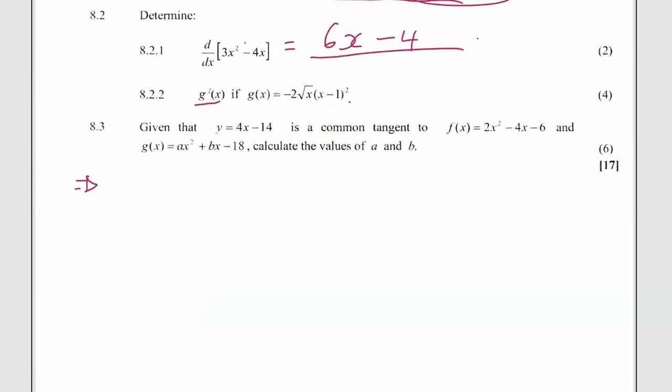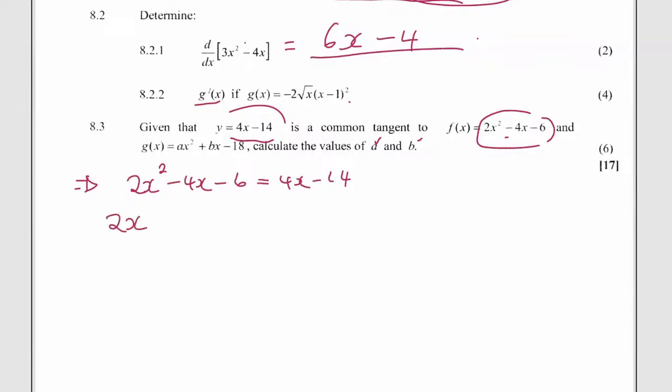8.3, they're telling us, given that y is given as that, is a common tangent to this and then that. Calculate the values of a and b. So one thing that we know about common tangents is that the graphs will be equal at that same point. So I'll start by getting this equation and equating it to this equation, so that I solve the value of x at which the graphs are the same. So I'll say that my 2x squared minus 4x minus 6 should be equal to 4x minus 14. Okay. Collect the like terms or create the standard equation.